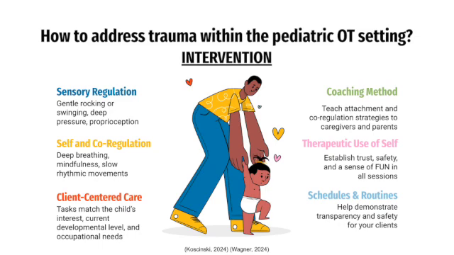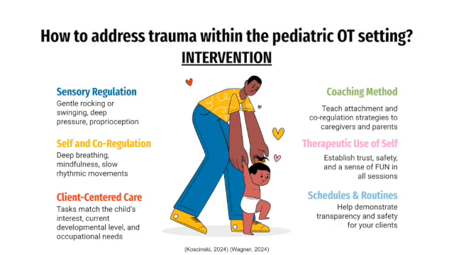We can address trauma through sensory regulation. When a child's sensory system is dysregulated, they are not able to effectively learn during occupational therapy sessions. Interventions such as gentle rocking, swinging, deep breathing, and deep pressure proprioception can be beneficial to bring a child back to a regulated and ready to learn state.